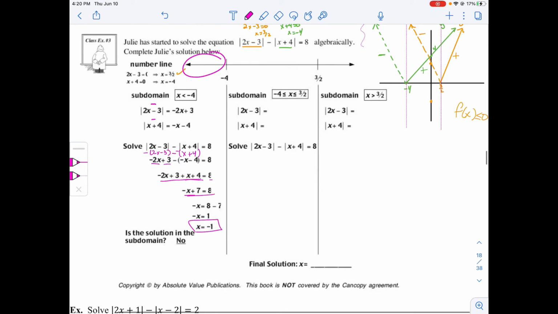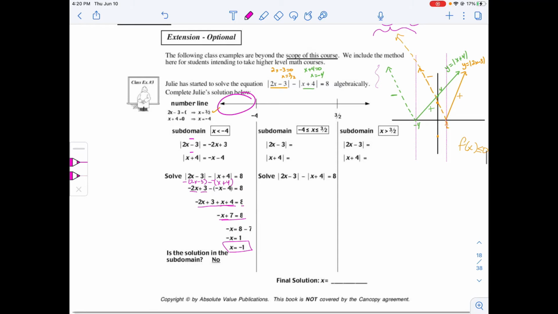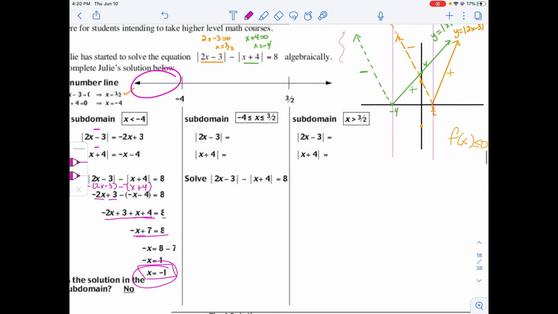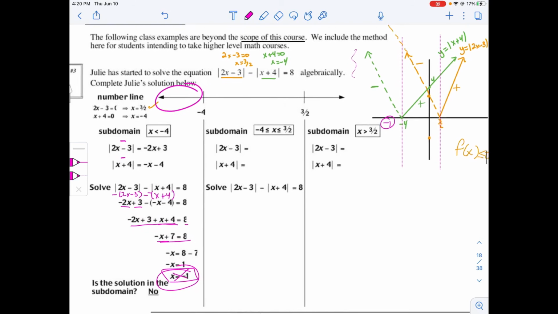Now it says, is the solution in the subdomain? So is negative 1 out here in this subdomain? No, it is not. So therefore, this is an extraneous root. It is not a solution. Not part of the solution.